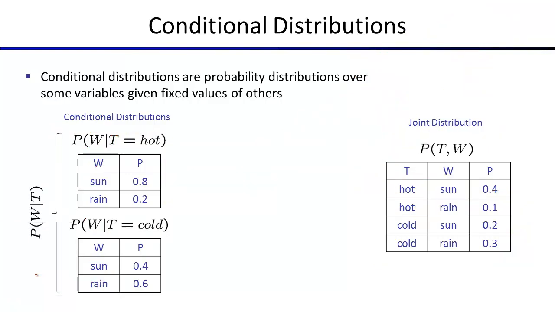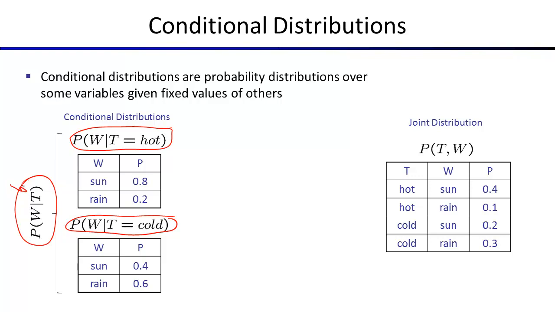A single conditional distribution is denoted this way here. That's another single conditional distribution. Then a family of conditional distributions is denoted this way here. We have the probability for W given T. Now T here behind the conditioning bar is a variable.